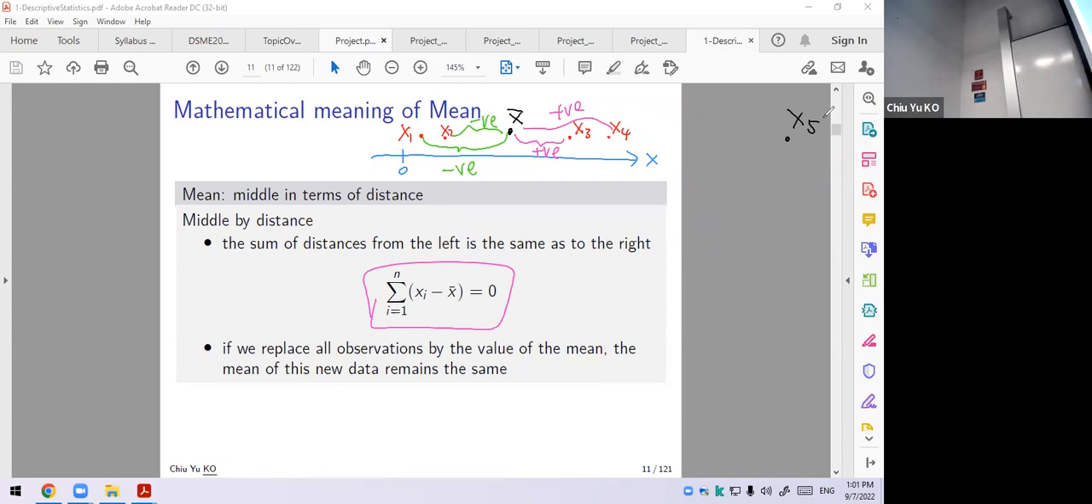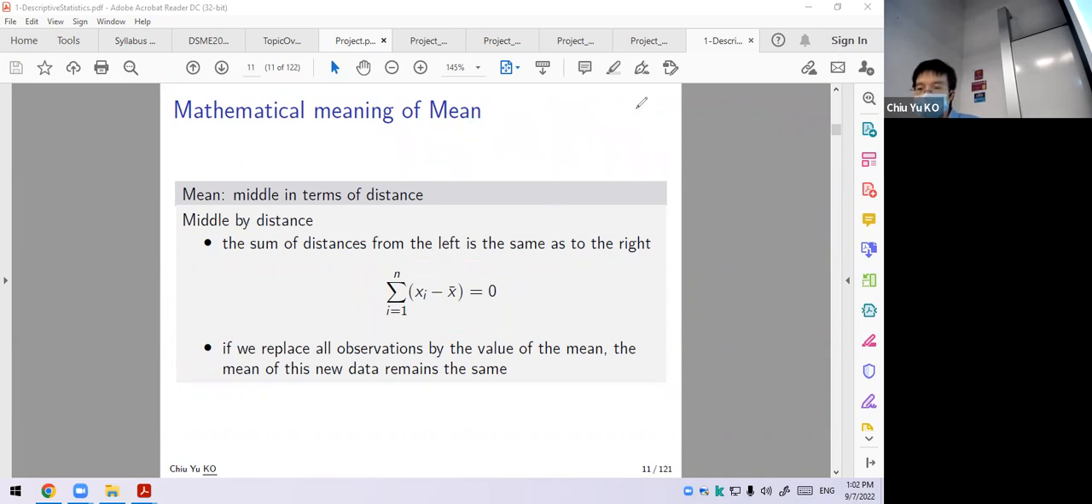Then x bar may be beyond x4, right? And in that case, what's the meaning of the mean? It's not very useful, because it is unrelated to the majority of the data. So that means that the mean, because of equalizing the distance from the left and the right, if there is an outlier, then your data will be screwed. So how do we rescue this kind of problem? We will talk about it soon, but this is the meaning of the mean.